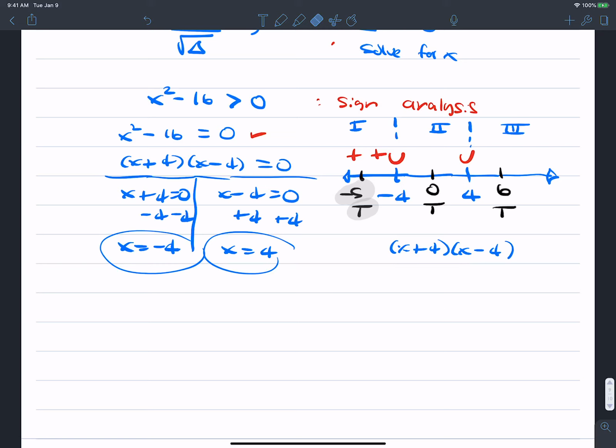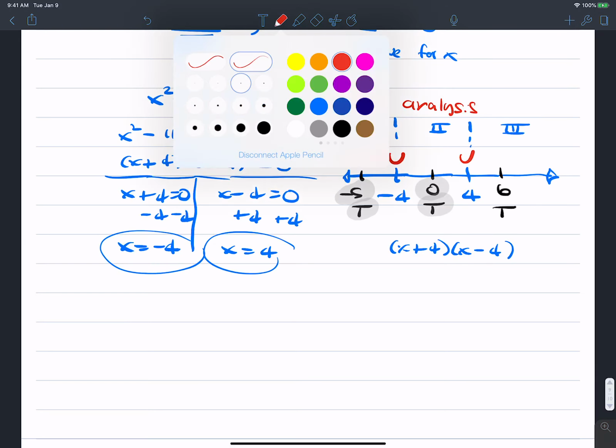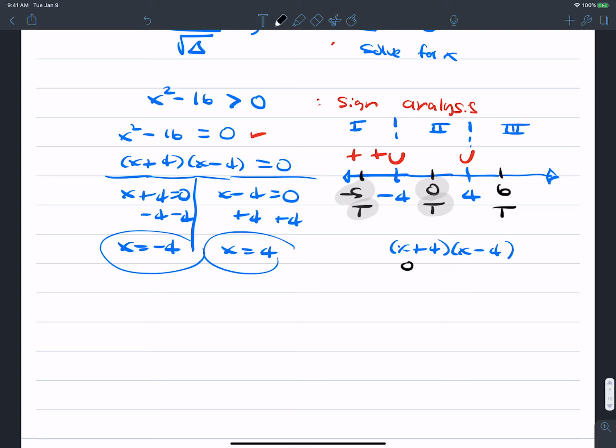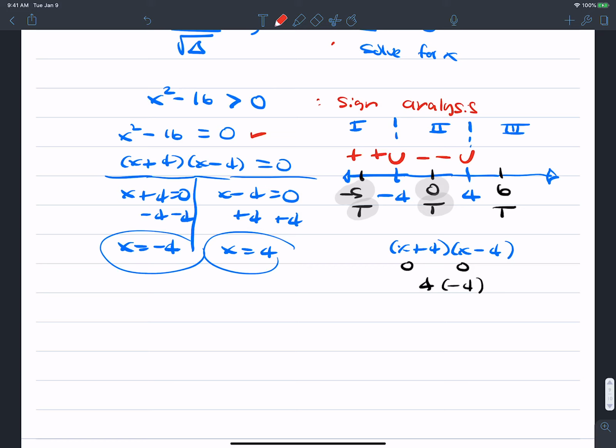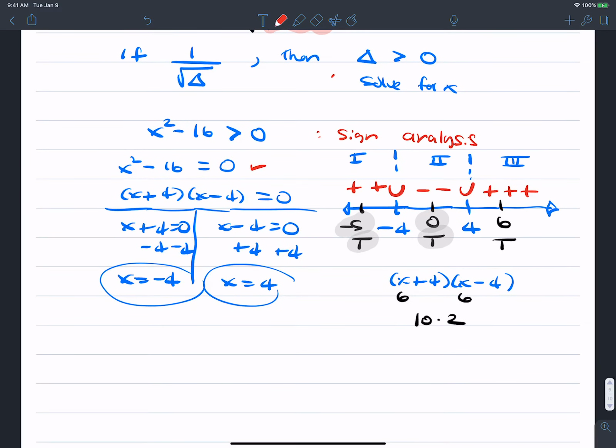We're now going to test region 2 using the test point of 0. 0 plus 4 is 4. 0 minus 4 is -4. Positive times a negative gives us a negative. We're now going to test region 3. Positive 6. 6 plus 4 is 10. 6 minus 4 is 2. Positive times a positive gives you a positive answer. So again, this is our sign analysis.